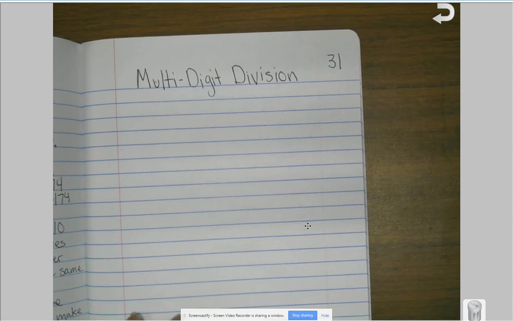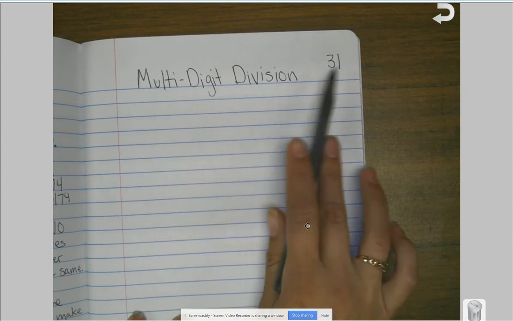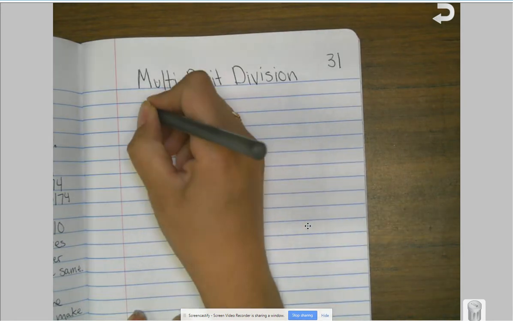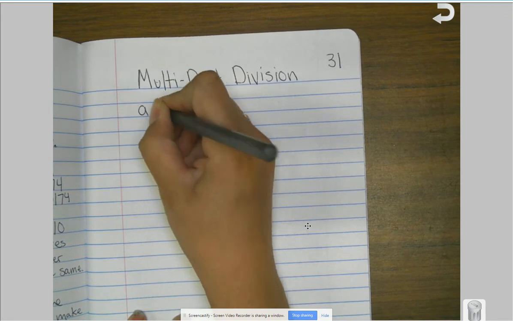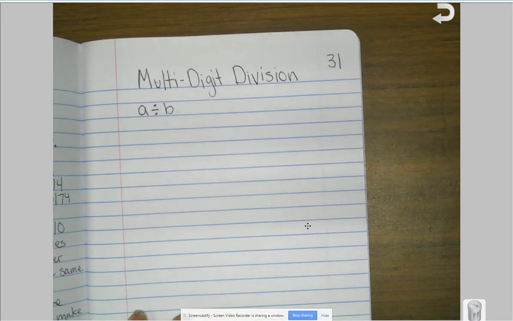Okay, today's lesson will be on multi-digit division. Make sure you give that the title for this page, and this is page number 31. There are three ways you will see division problems. The first way you'll probably see them will be a number with the divide sign like this with another number.